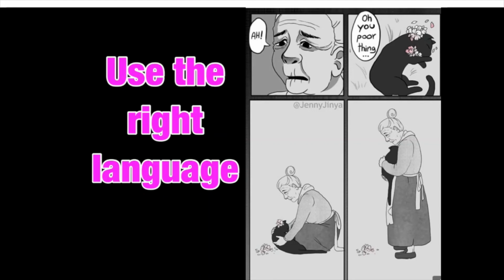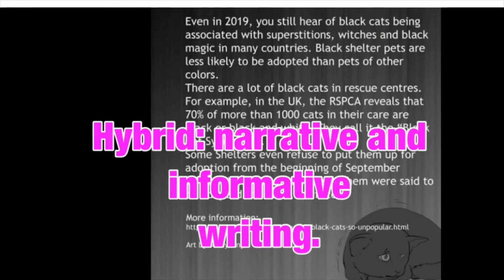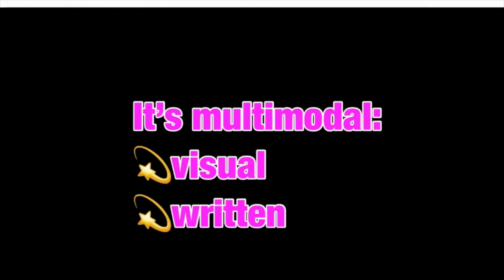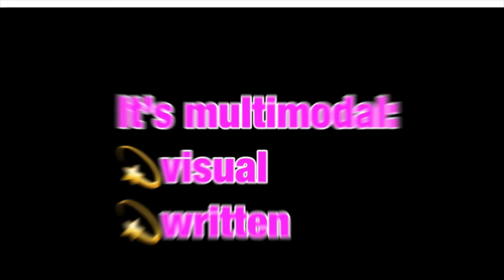Also strongly recommend you go read Black Cat. It's very, very sad. It's also a hybrid text. It is, of course, a narrative, but it's also got informative writing in it. Towards the end, it gives you some information about the experience of black cats. It's quite a switch in the narrative tone where it's moving into a different form of writing. So it is multimodal. It has both visual aspects and written aspects. And a true discussion of it would need you to look at both.